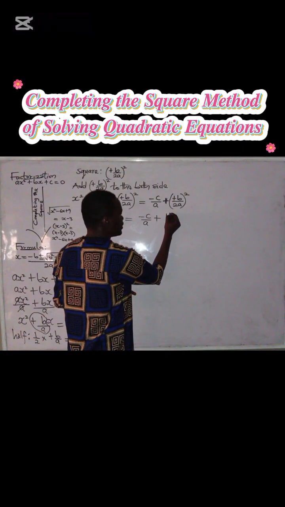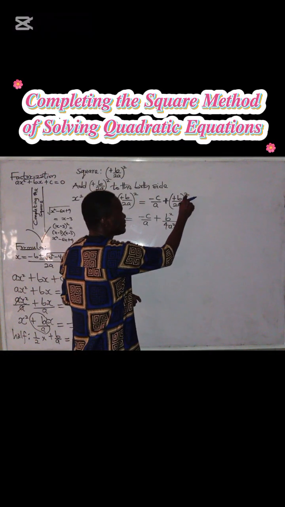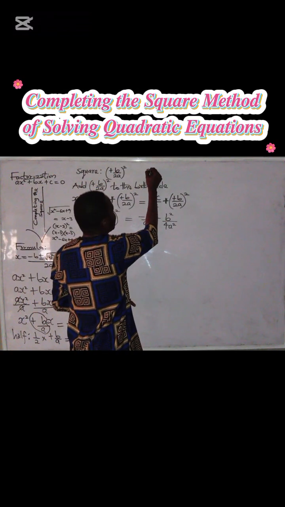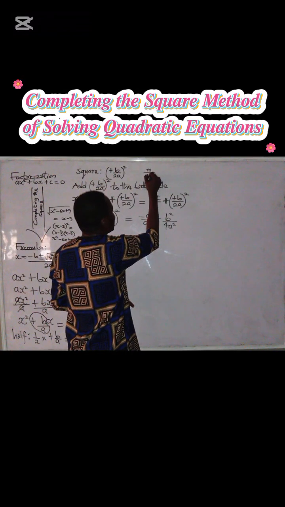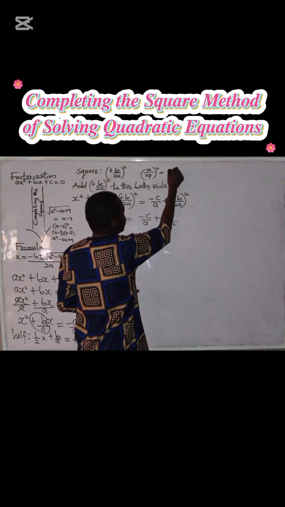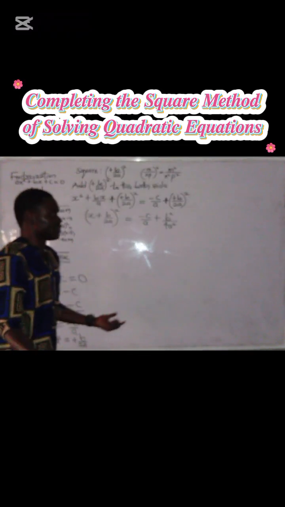B squared over what? 4a squared. That is, this square here belongs to everything. Just like if you have, let's say, m over np, all squared. The square belongs to everything there. So it is m squared over what? n squared p squared. The square belongs to everything, right?